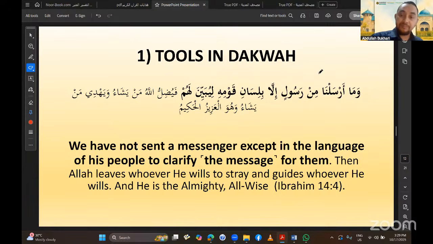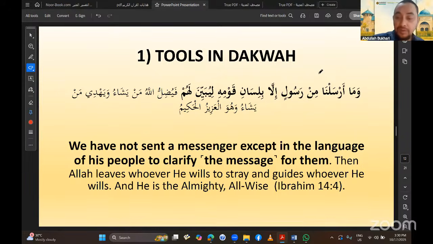And then Allah said, وَمَا أَرْسَلْنَا مِنْ رَسُولٍ, we have not sent a messenger previously except in the language of his people. What is the purpose of that? Sending men of their language, to clarify the message of Allah for them. So meaning by that, you learn English, you learn to use the language of da'wah. You learn Arabic, Mandarin, Bahasa. Actually, you are completing or equipping yourself with the tools of da'wah.